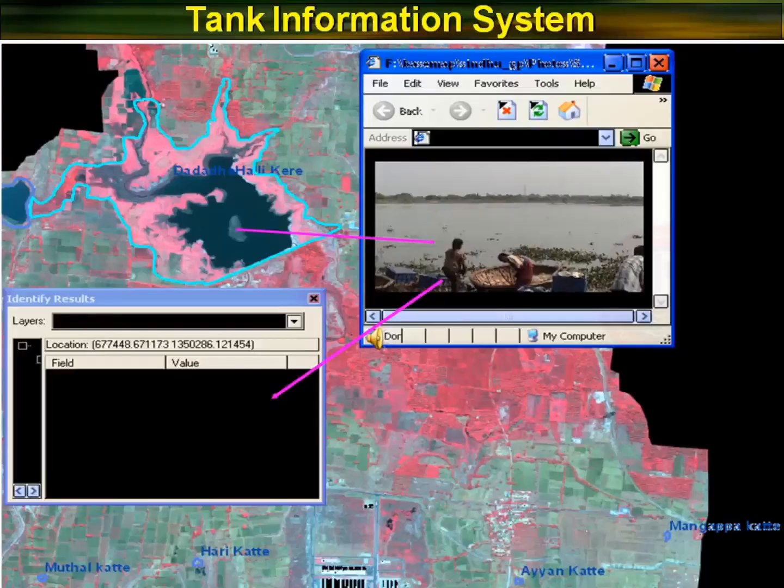Tank information system using GIS. Surface water bodies information like water body spread area, exact boundary of the tank, depth of water in the tank, quantity of water available, along with the attribute data, which are helpful in water management system at source point itself.